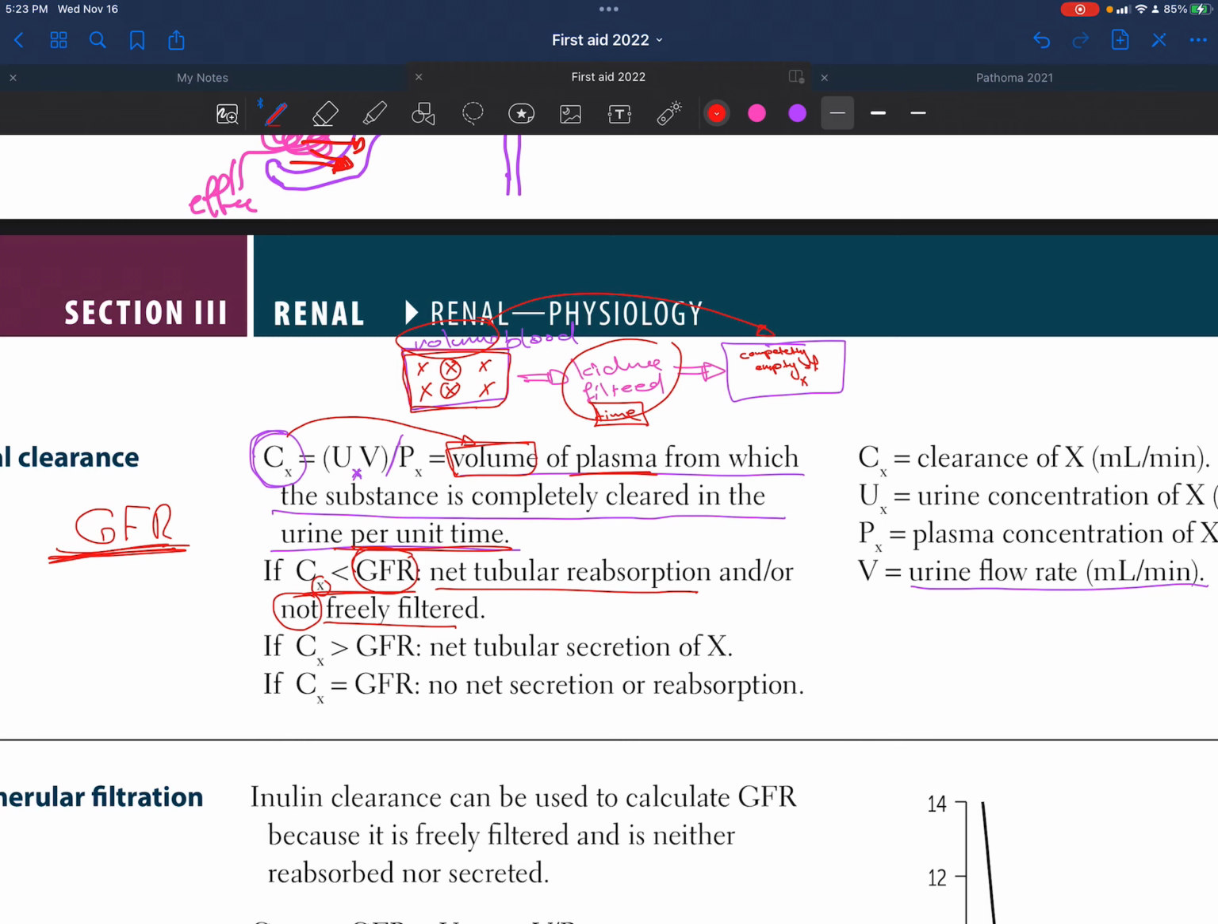Well, if the clearance of the material X is more than the GFR, that means there is net tubular secretion.